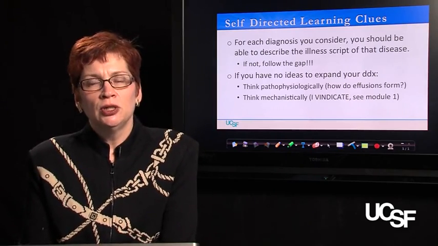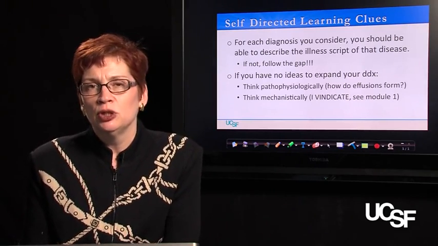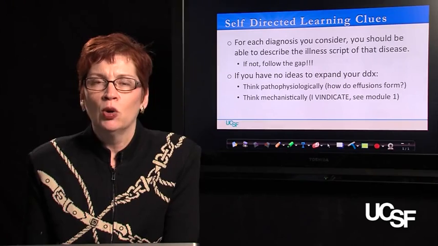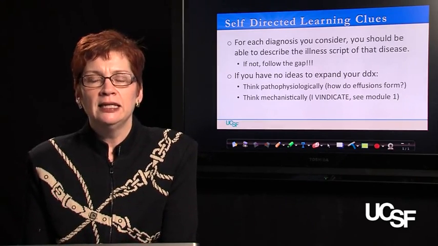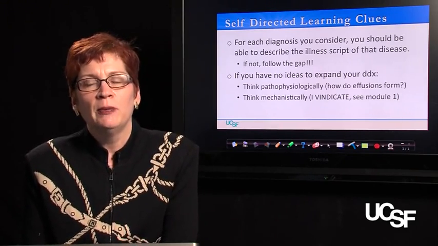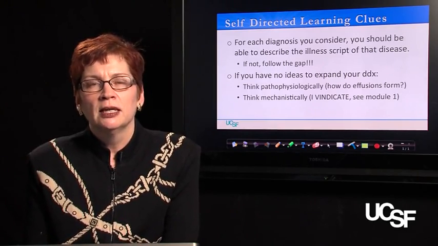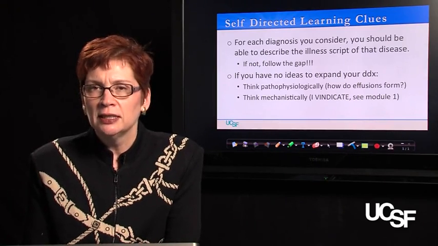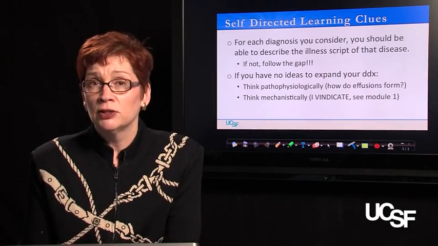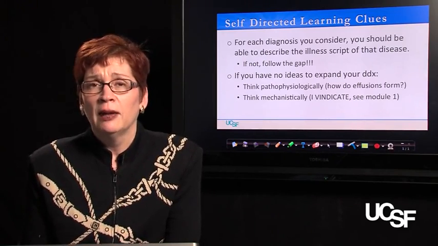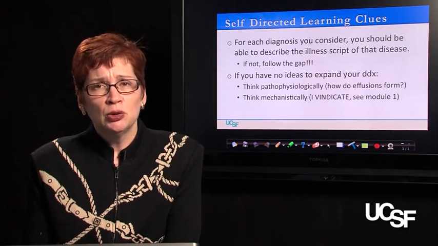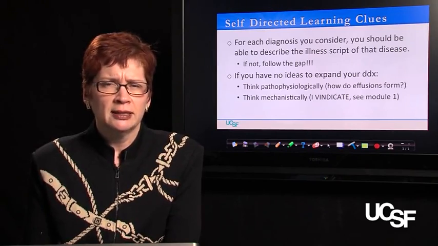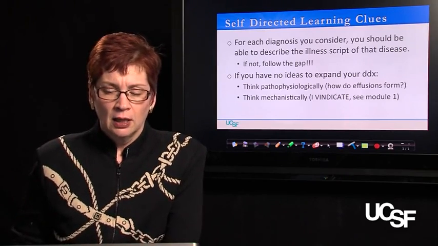So for each diagnosis you venture forth, each diagnosis you put on your list, make sure you can describe at least the core illness script of that disease, at least those foundational elements of epidemiology, time course, syndrome statement, and mechanisms of disease for every disease that you put on the list. And if there's a gap in your understanding, follow the gap and close it. So it gives you a good tool to sort of say, do I really know this disease well enough, or am I just putting it on the list because I heard about it yesterday?